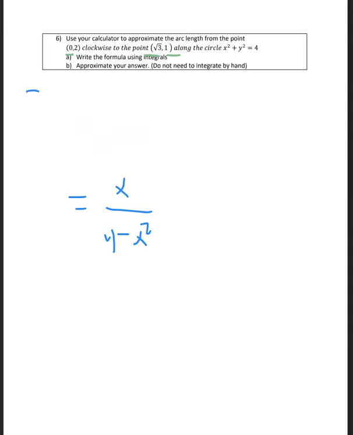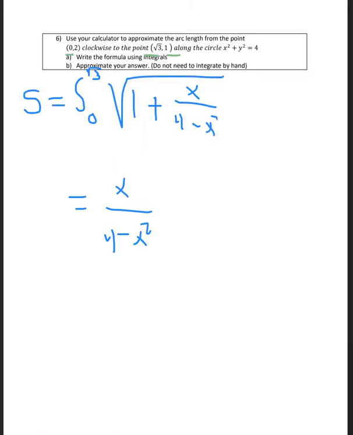So S is equal to the integral from 0 to radical 3 of radical 1 plus f prime of x squared. We just got it, so it's x over 4 minus x squared dx. At this point, I'll tell you guys that you kind of just need to know how to manipulate it, because that's... Wait, isn't it x squared over 4 minus x squared? Yes. Sorry. Yeah, thank you.